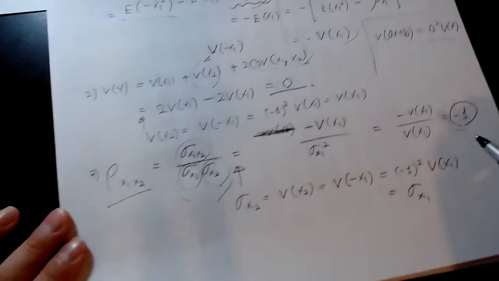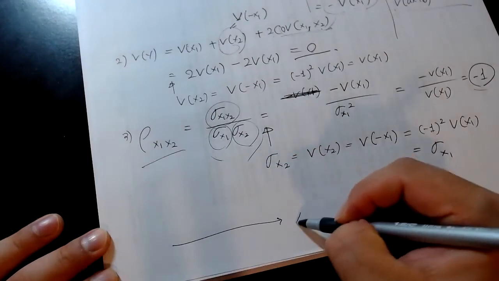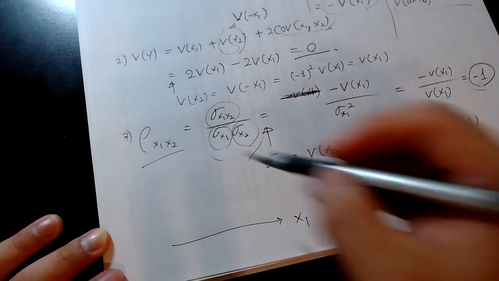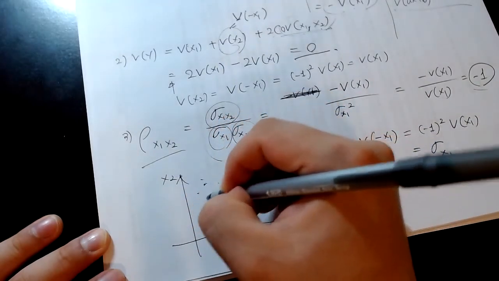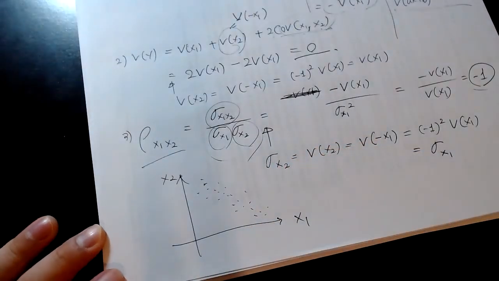It means that what? Let's say this is the representative probability. Random variable x1, this is random variable x2. Then the distribution of the data must be like this.